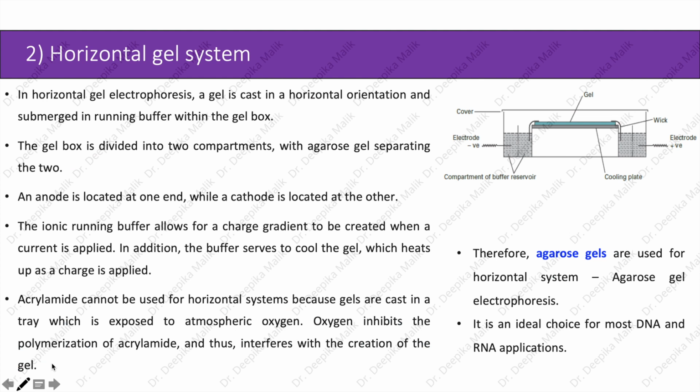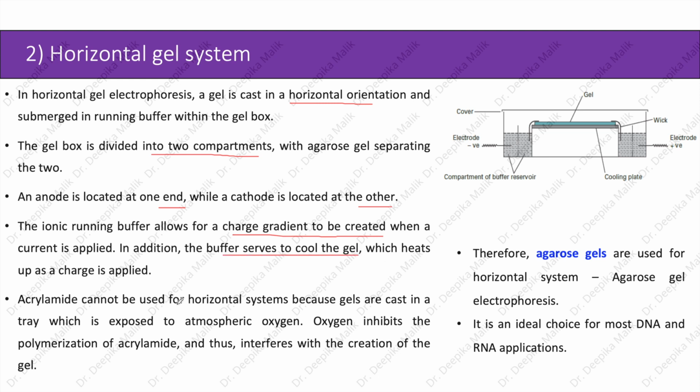Whereas in horizontal gel electrophoresis, a gel is cast in a horizontal orientation and submerged in running buffer within the gel box. The gel box is divided into two compartments with agarose gel separating the two. An anode is located at one end while the cathode is located at the other. The ionic running buffer allows for a charge gradient to be created when a current is applied. In addition, the buffer serves to cool the gel, which heats up as a charge is applied.